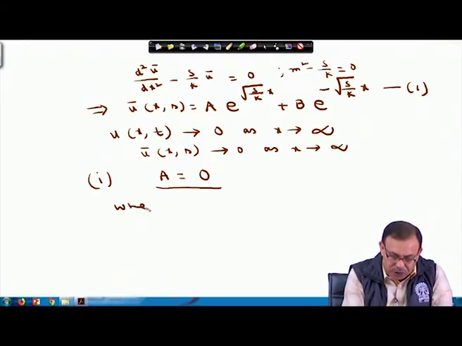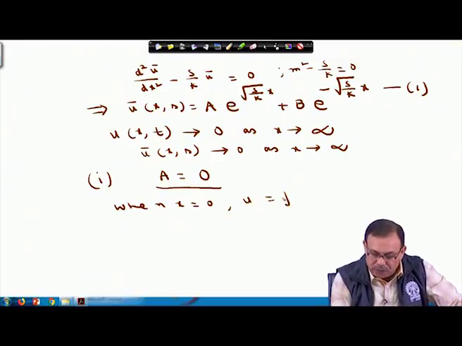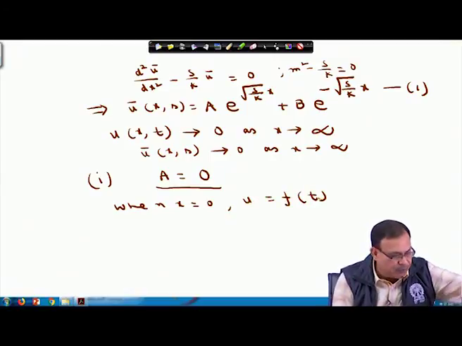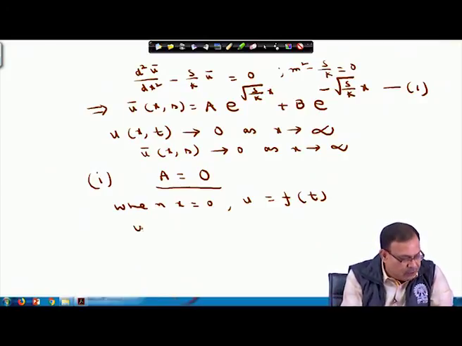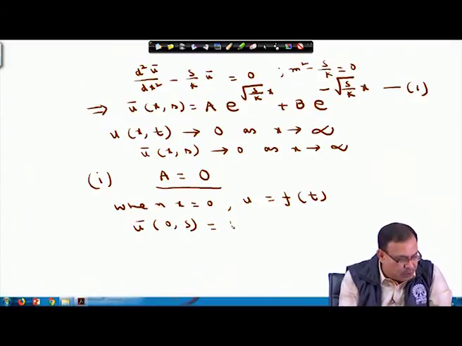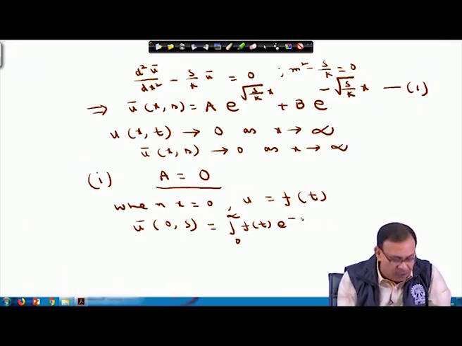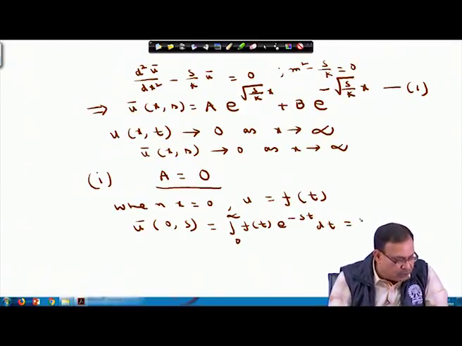Also, you know this thing: when x equals 0, u equals some function of t, which is given to us. So, from here you can tell that u bar(0,s) equals the integral from 0 to infinity of f(t) into e to the power minus st dt, and this is nothing but f bar(s).